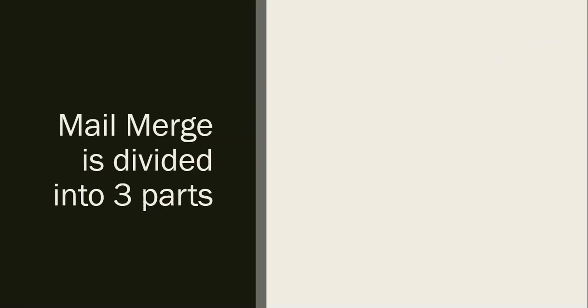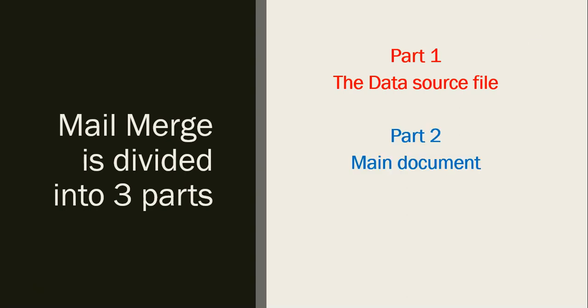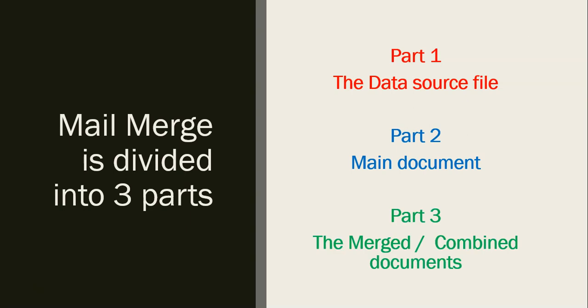Now, what's important about mail merge is that it's divided into three parts. The first part is the data source file, and you will always have to start with your data source file. The second part is the main document, and the third part is the merged documents. I want to put your attention to this. You cannot create the main document if you haven't done the data source file first. Why? Because there are certain merge fields that need to be inserted in your main document. You will not be able to do that if you didn't create a data source file.